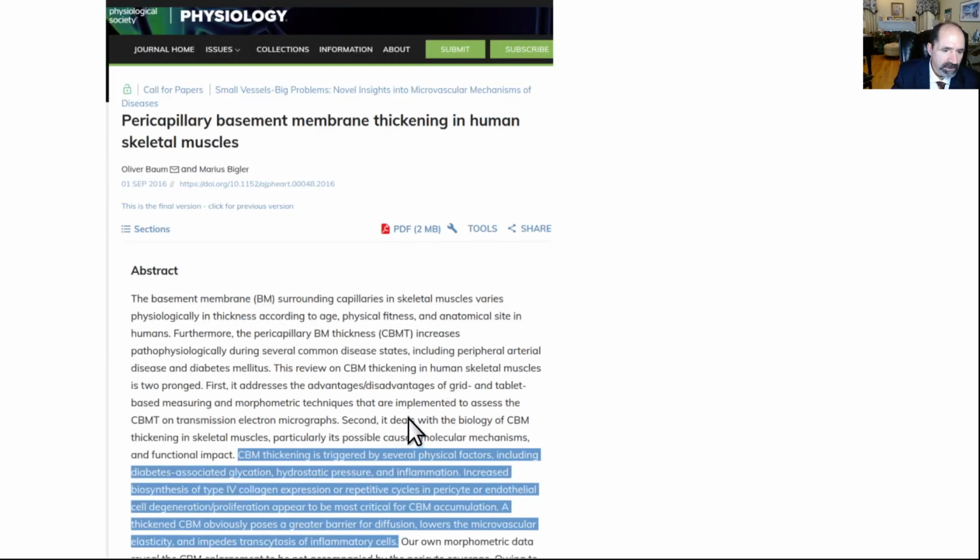Now here's another article that's going to talk about the same sort of thing, capillary basement membrane thickening. And here it is: CBM thickening is triggered by several physical factors, including diabetes-associated glycation, those advanced glycation end products associated with insulin resistance, hydrostatic pressure. And this is another thing. If you've got a lot of insulin resistance, you can be damaging your body even if your blood glucose level isn't that high. You don't want elevated insulin resistance. Okay, and inflammation.